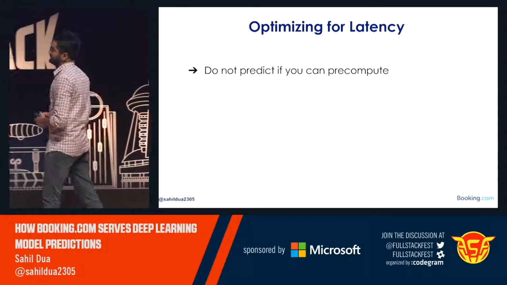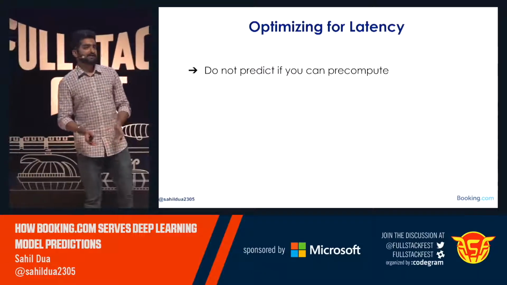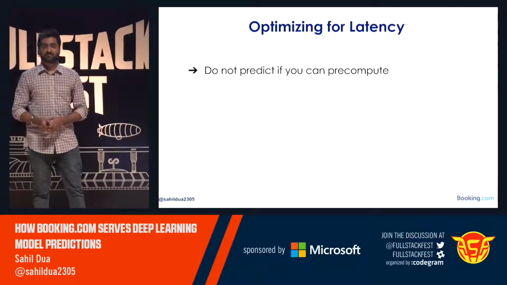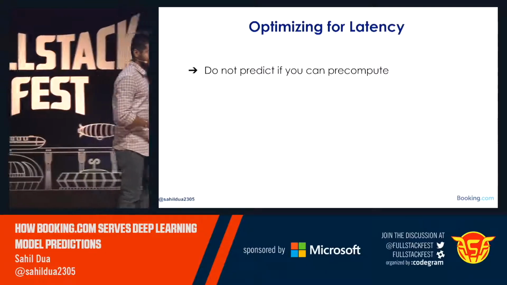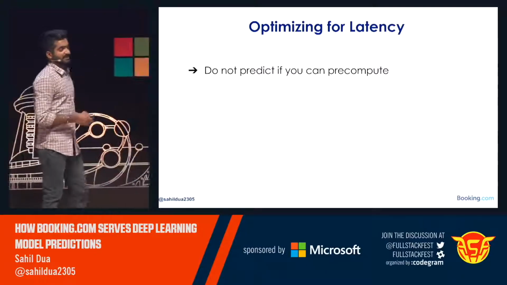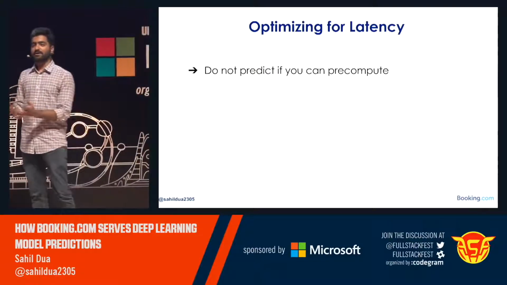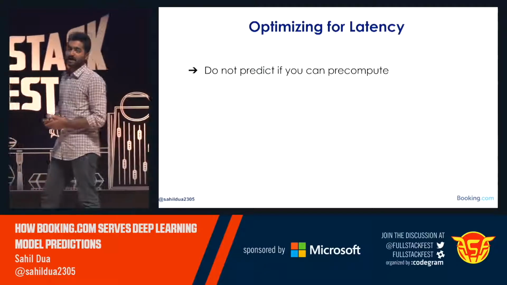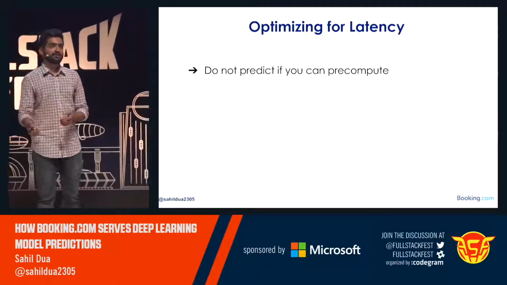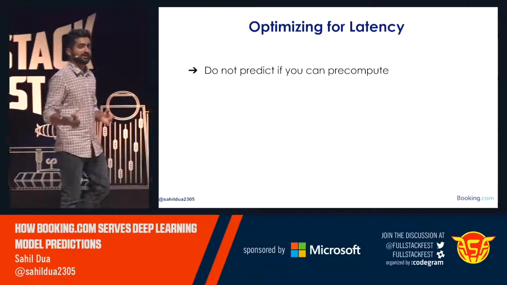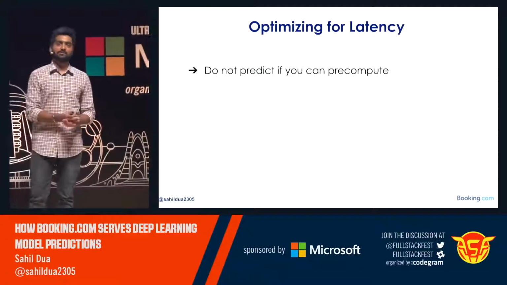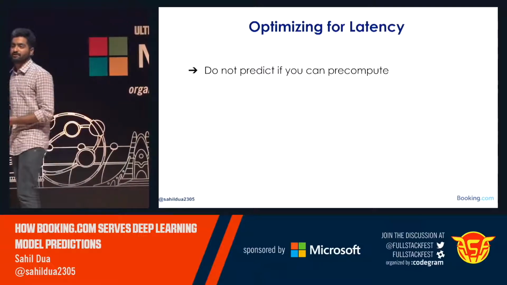The first optimization that you can do is do not predict in real time if you can pre-compute. That may sound silly, but in a lot of cases, it's possible that you already know all the feature space that you have. And instead of predicting in real time, you can predict for all those cases and save the results in a lookup table and just use that lookup table when an actual prediction request comes.